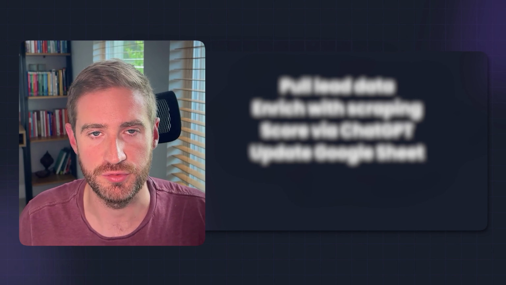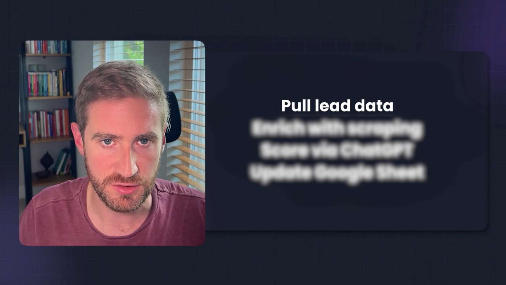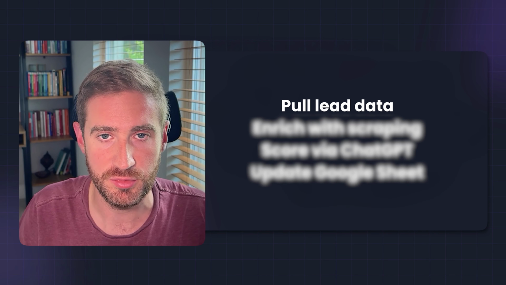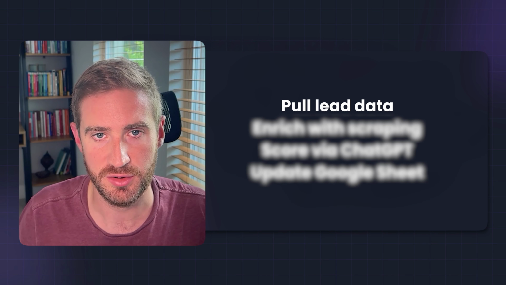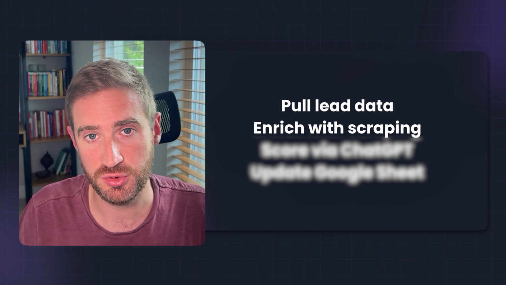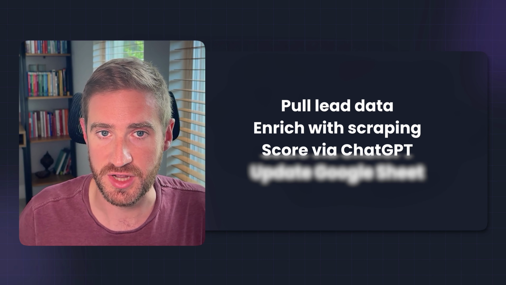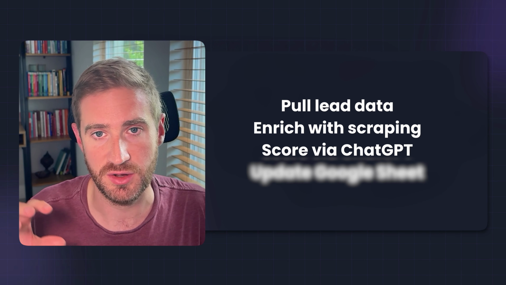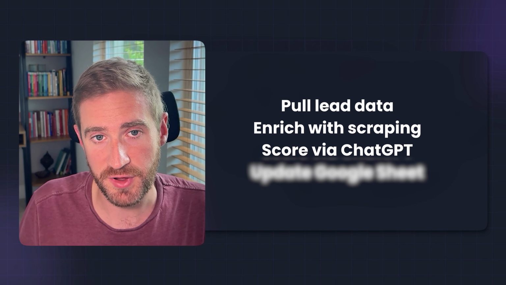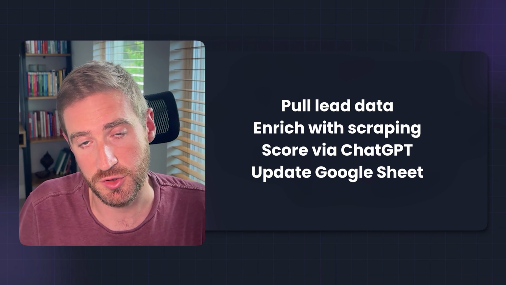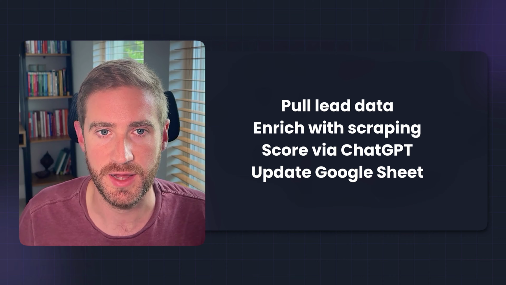Here's a high-level overview. First, we're going to pull the lead data from your CRM or a form, or in this case, a Google Sheet. This is what I'll be using today. Then we'll scrape additional information about that person and the company, and we're going to be sending all of that into ChatGPT to score from 1 to 10 based on a specific criteria. And then finally, we'll be writing back to the CRM. In our case, it's a Google Sheet, but the same would apply. All right, let's dive in.